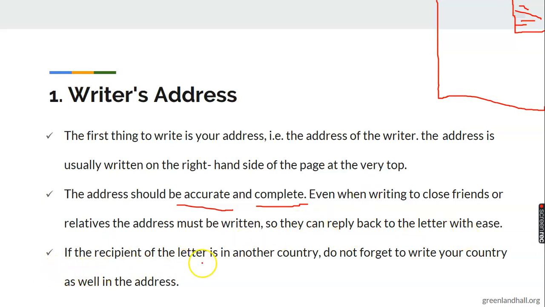Now, if the recipient of the letter is in another country, do not forget to write your country as well in the address.